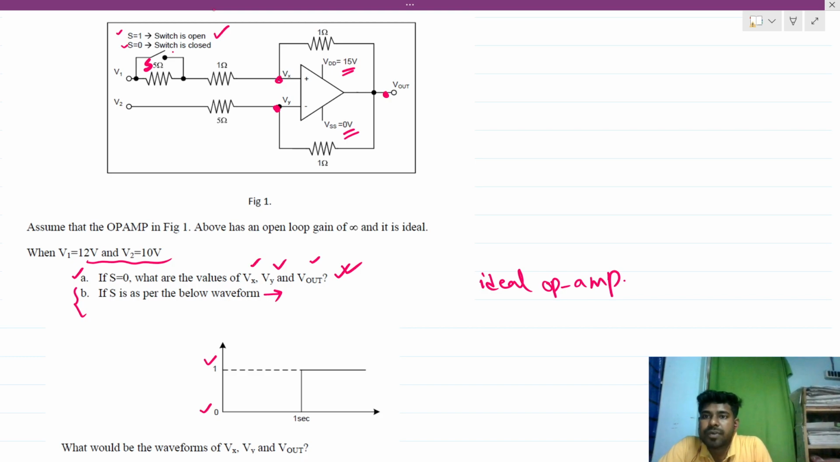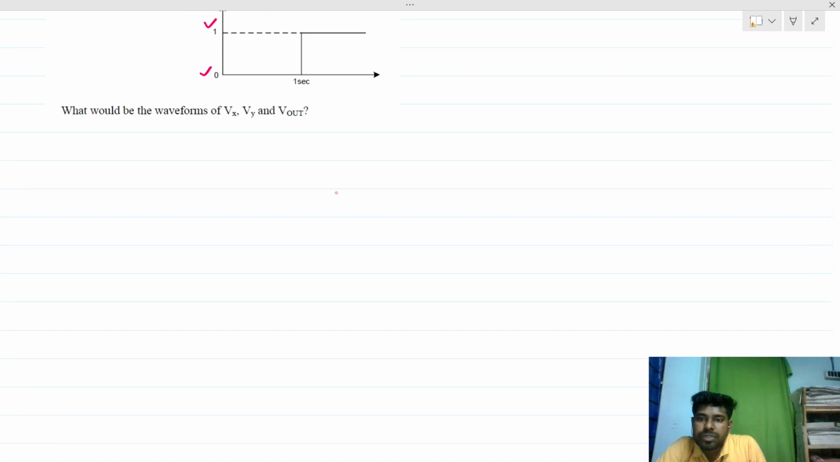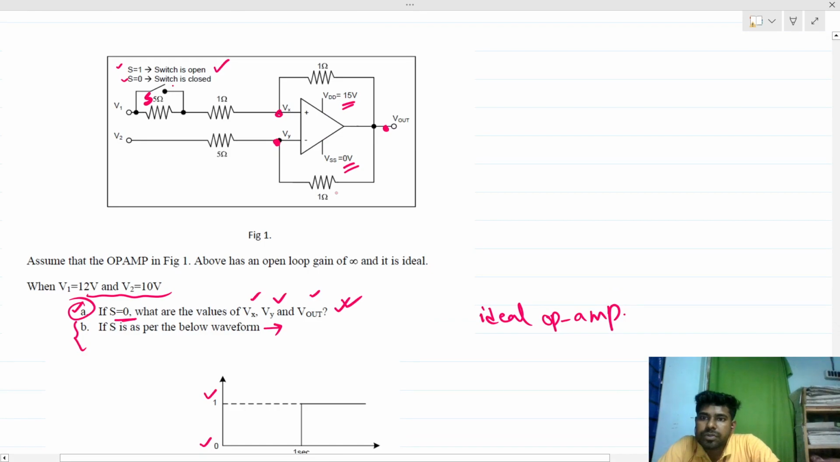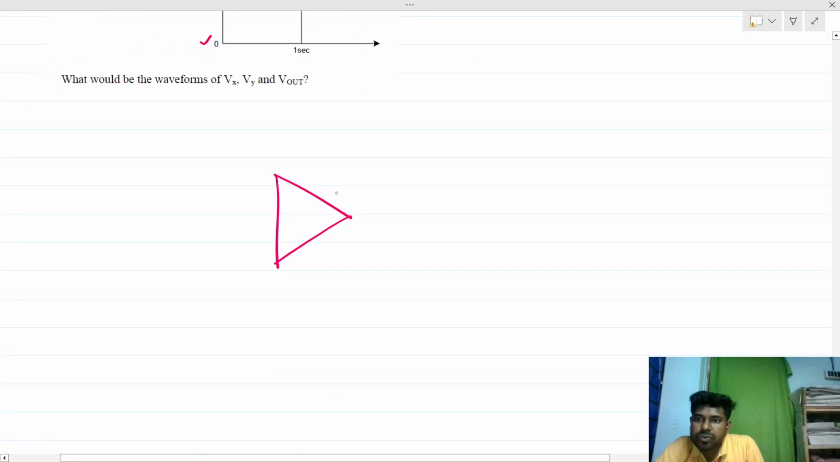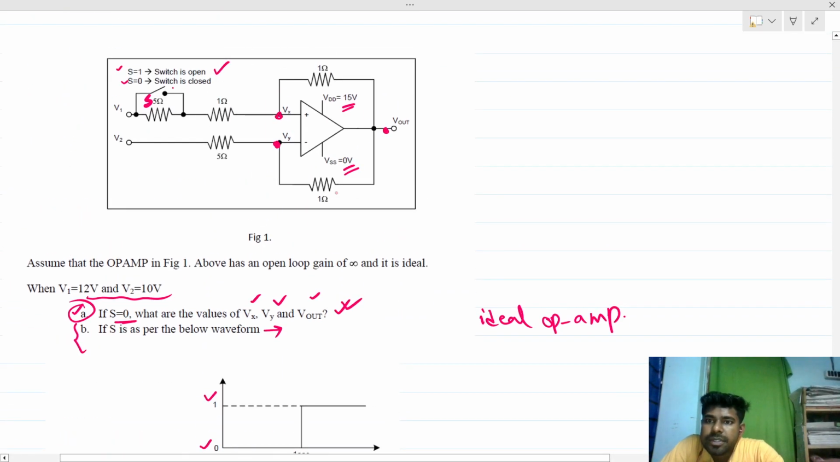Now for case number 1, the switch S is always 0, that means the switch is always closed. So what will be our equivalent picture? If I draw the equivalent picture, it will be looking like this. So this is closed, so this will be a short circuit, right? If we short circuit this, this will be a normal short circuit.